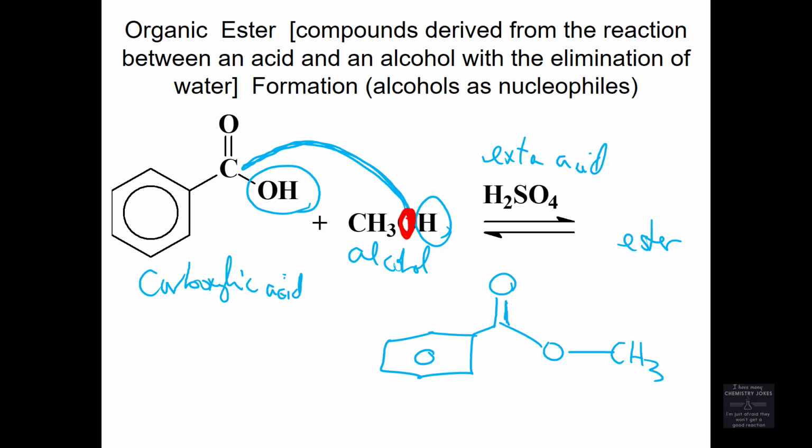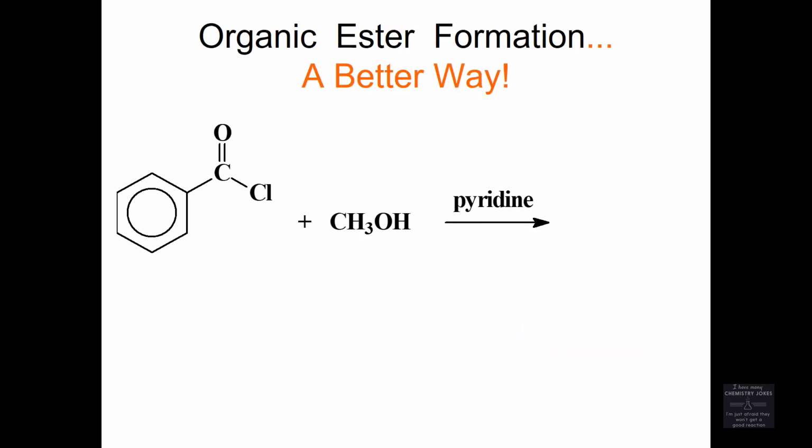This O, highlighted in red, is this O. Whatever is connected to that O comes along for the ride. So no matter what kind of alcohol you use here, the alcohol brings all of the carbons connected to it along for the ride to make your ester. This is an alcohol acting as a nucleophile to make an ester.